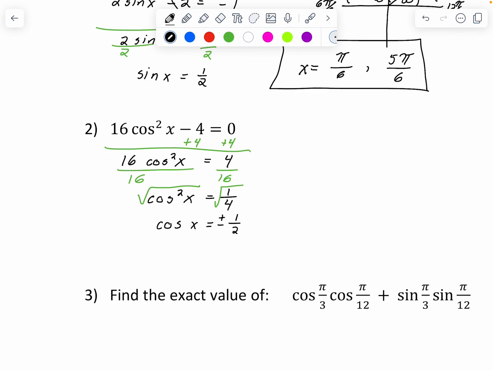So then when I go to the unit circle, I'm looking for where cosine could be either positive 1/2 or negative 1/2. Now, cosine is the x value. So if cosine is going to be positive, that means x is positive. That would have to be somewhere on the right side of the graph. So that could be the first or the fourth quadrant. If cosine is going to be negative, that means x is negative.